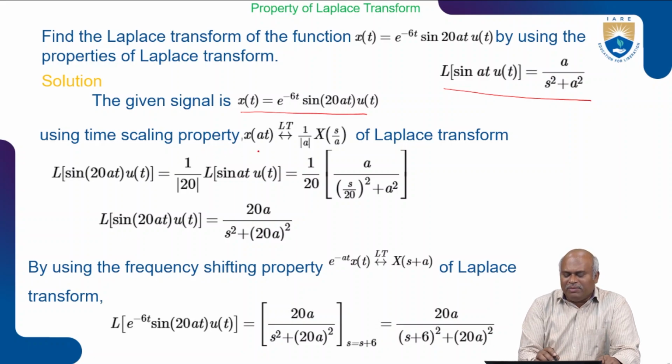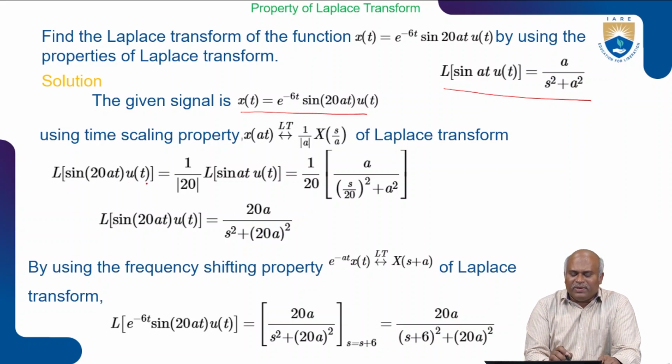Using the time scaling property, x of at is equal to 1 by a x of s divided by a of Laplace transform. See here, the Laplace transform of sine 20t u of t is equal to 1 by 20, Laplace transform of sine at u of t. I write 1 by 20, a divided by s divided by 20 whole square plus a square. Now the Laplace transform of sine 20t u of t is equal to 20a divided by s square plus 20a whole square.